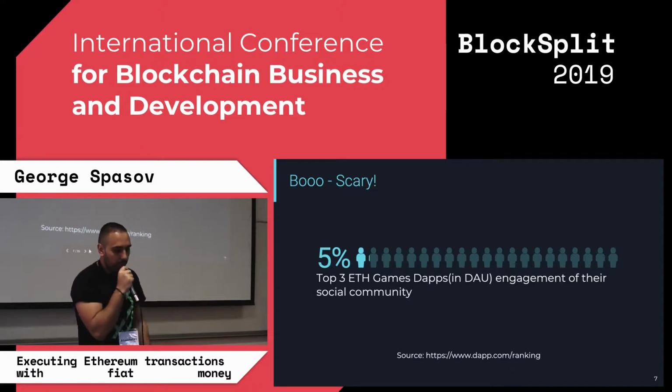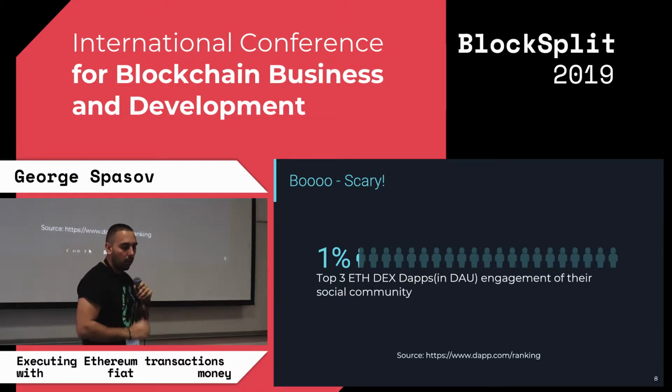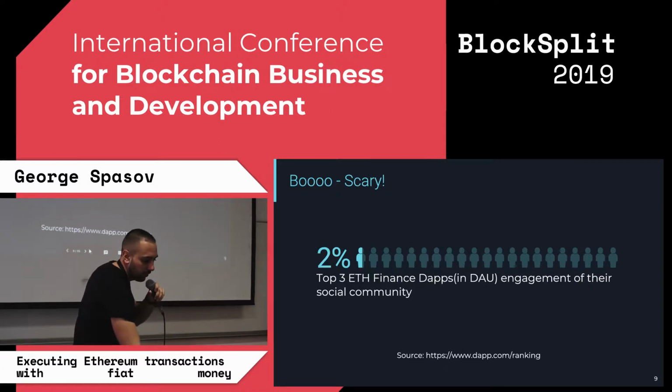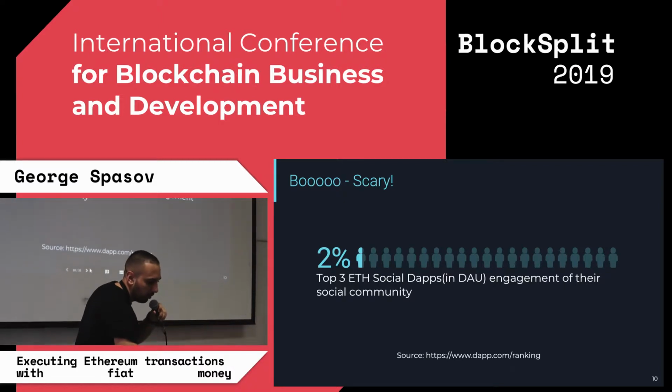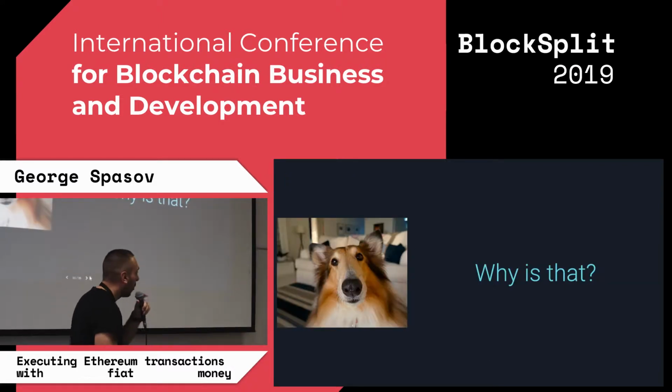Let's go through some other stats very quickly. With games dApps, it's the highest one, at 5%. With finance dApps, it's 2%. With social dApps, it's 2%. With tooling dApps, it's 0.3%. So pretty low. And I'd like to know why that is, and I will give you my version of why.